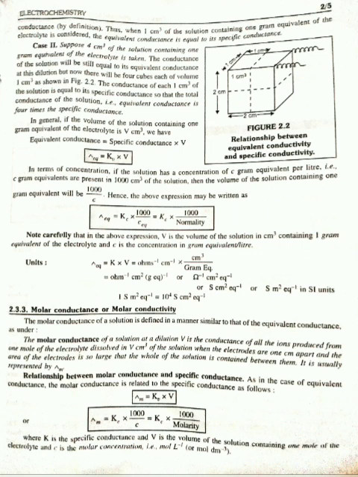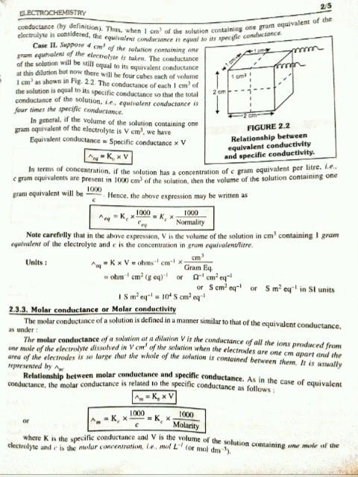In general, if the volume of the solution containing 1 gram equivalent of the electrolyte is V centimeter cube, we have equivalent conductance is equal to specific conductance into V. So lambda equivalent is equal to Kv into V.